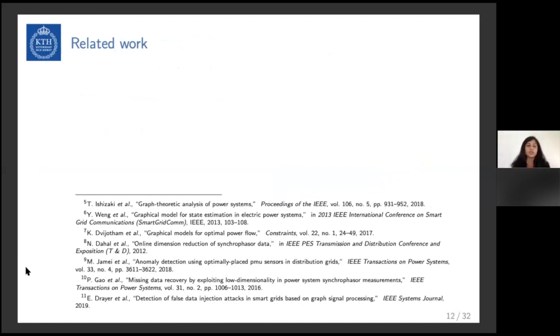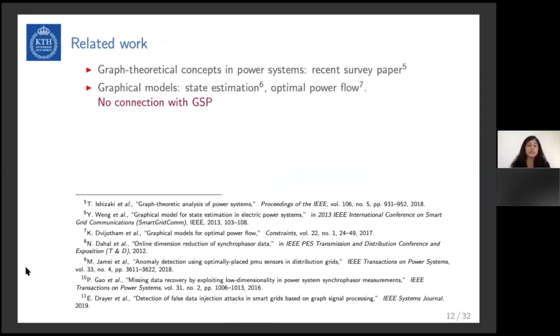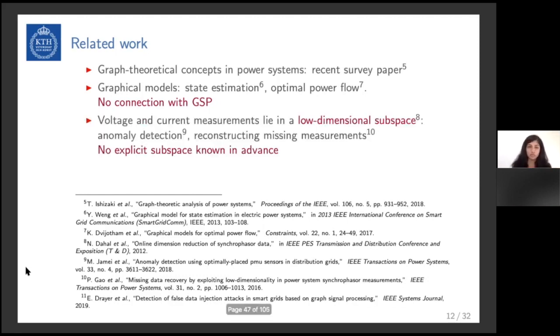So what's the related work in this field? Of course, graph theoretical concepts in power systems have been explored quite a bit. There is also another detour, which is graphical modeling, with graphical models used for state estimation and optimal power flow and other different ideas. But the main thing here is that none of these works make any connection with GSP in particular.